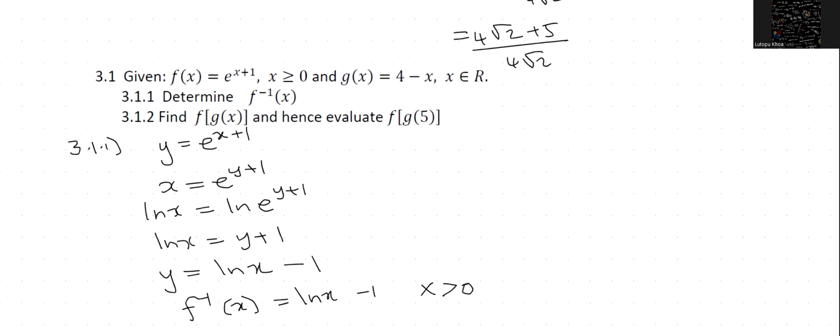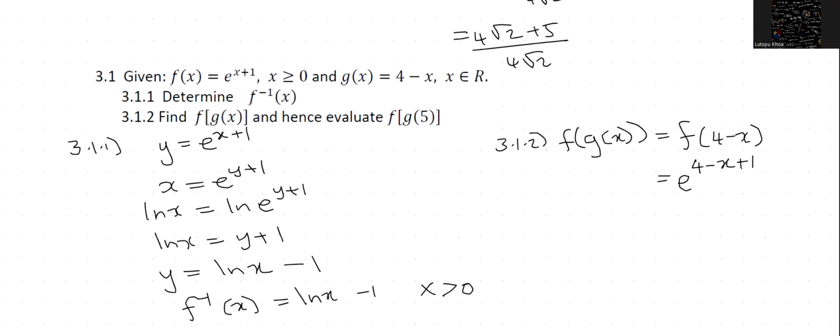Then 3.1.2 says find f of g of x. So f of g of x. So into the function f, instead of putting x, we're going to put g of x. So we're going to put 4 minus x. So that means in the function of f, where we have x, we replace the x with 4 minus x. So this is e to the power of, not x, but 4 minus x plus 1. This is e to the power of 5 minus x.